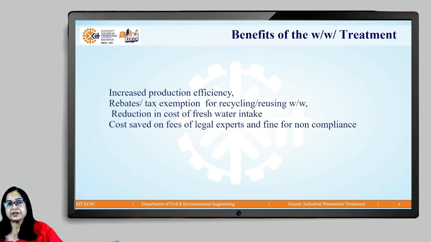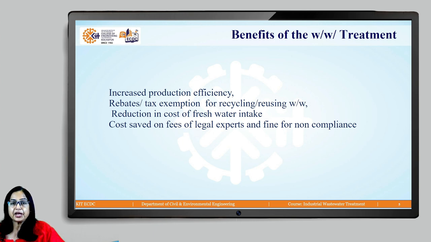Second benefit, that is tangible, rebates or tax exemption for recycling or reusing wastewater. Now, if you treat your wastewater to stipulated standard, obviously the treated wastewater possess such characteristics that enhances its recycling or reuse potential. Nobody would like to just waste or throw away the treated wastewater. So it can be reused in the industry for production, or it can be recycled, like using it for gardening purpose or for toilet flushing.